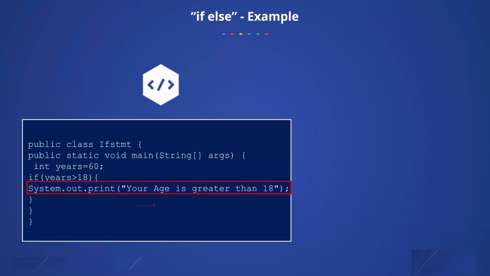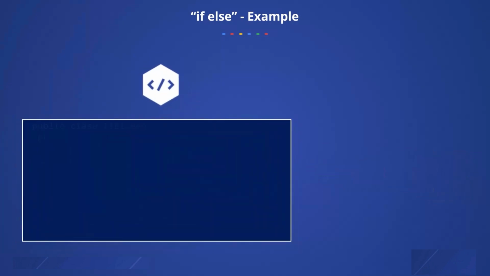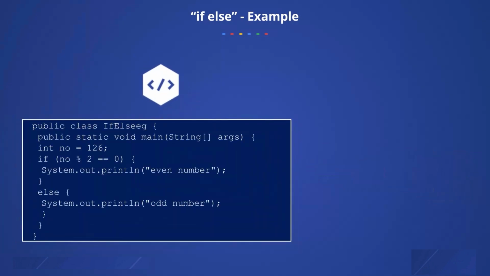And after this flower braces, you can even put else and write System.out.print "your age is not greater than 80." That also can be done using if else. So we are solving the first problem of simple if using if else. Now in this case, if you see, this is the same example I have cited earlier.